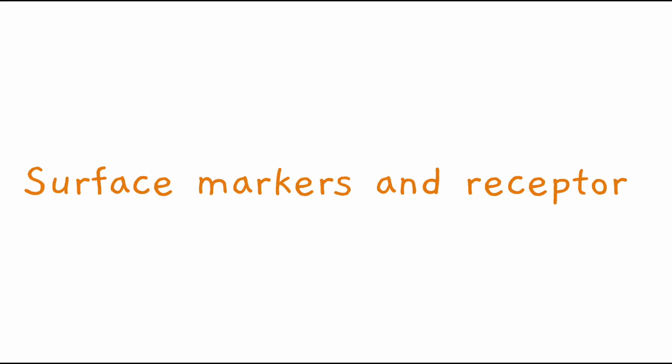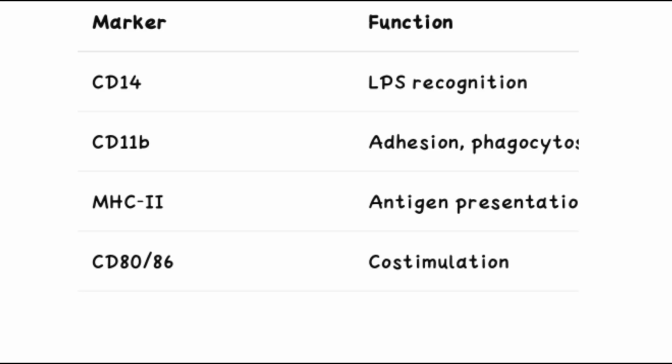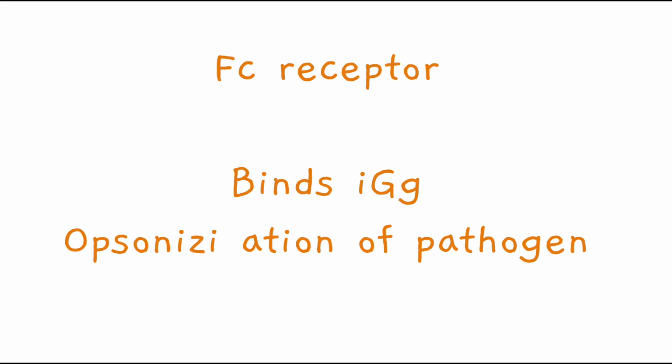And then there are various surface markers and receptors. Macrophages show multiple receptor labeling like CD14, CD11b, and MHC2. In that, they play important functions: CD14 functions in LPS recognition, CD11b in adhesion and phagocytosis, MHC2 in antigen presentation, and CD80 and 86 in co-stimulation. Fc receptor, for example CD16, binds IgG, opsonizing the pathogen.